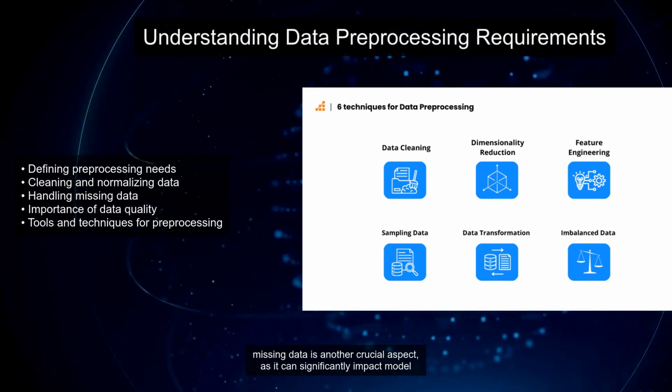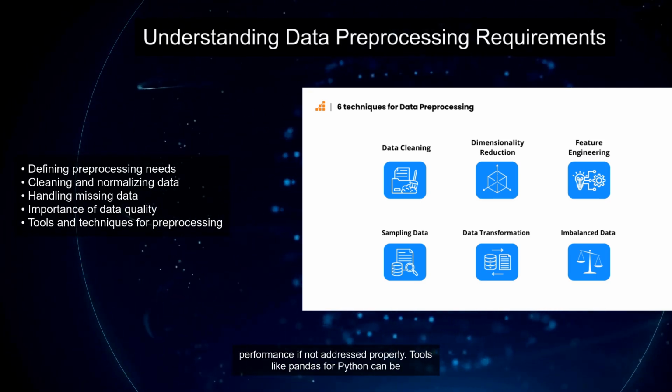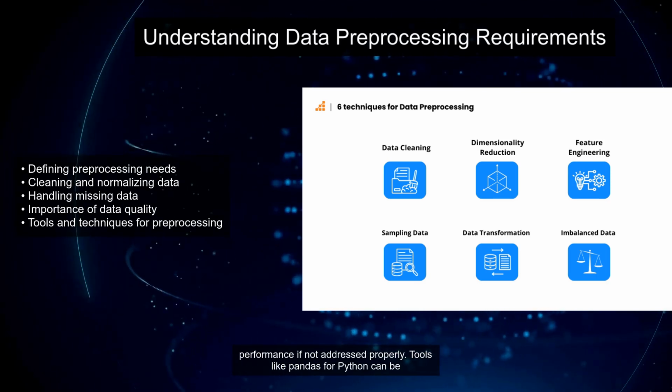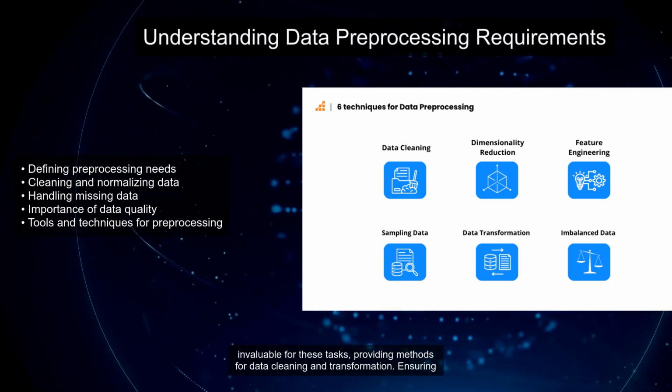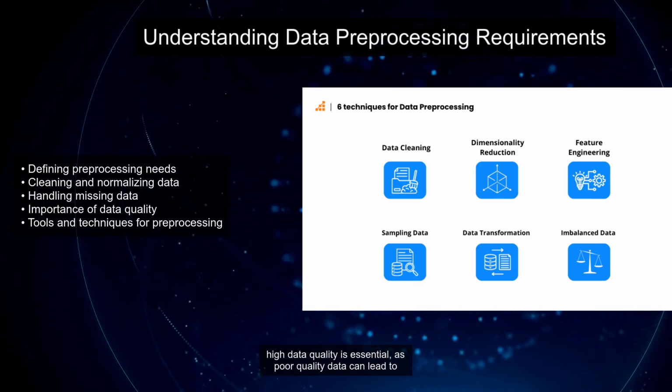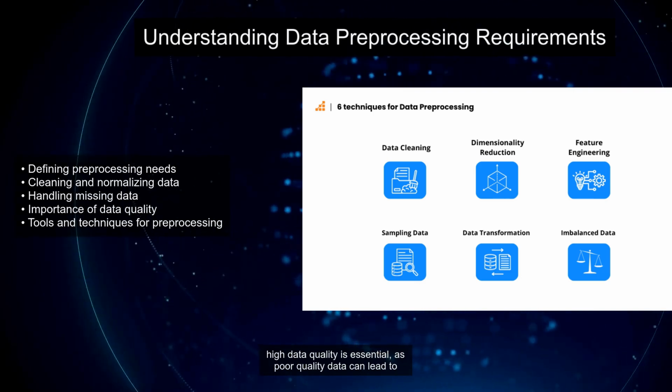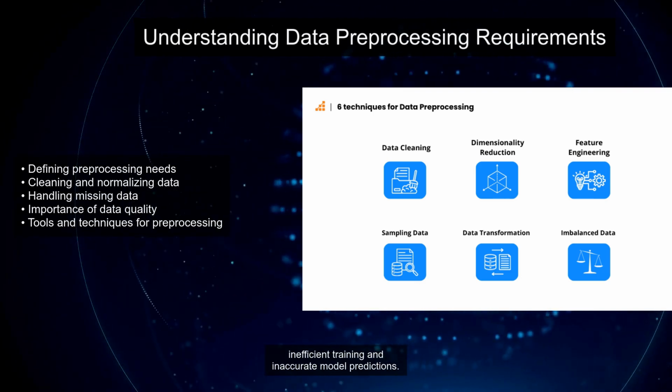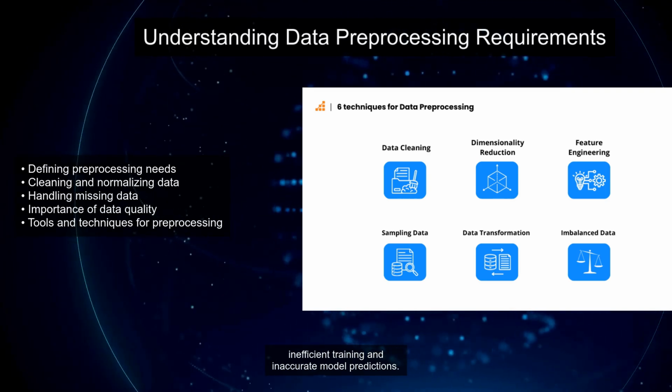Handling missing data is another crucial aspect, as it can significantly impact model performance if not addressed properly. Tools like Pandas for Python can be invaluable for these tasks, providing methods for data cleaning and transformation. Ensuring high data quality is essential, as poor quality data can lead to inefficient training and inaccurate model predictions.